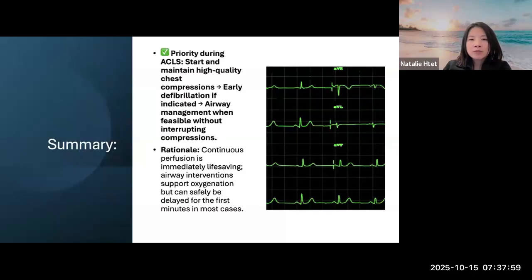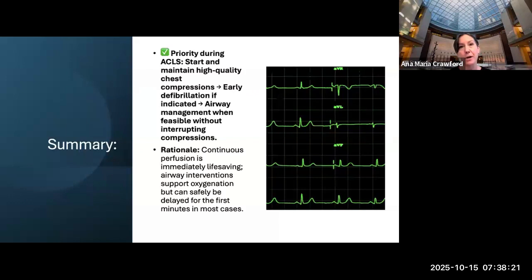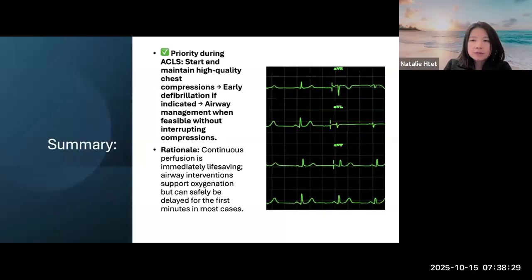Airway management comes second, only after chest compression. The rationale is continuous perfusion is life-saving, and airway intervention supports oxygenation, but oxygen can be given passively and airway placement can be delayed for the first few minutes in most cases. So we're talking about seconds and minutes. We're not talking about hours without ventilation. Just the first few minutes, the compressions are most important. Is that correct? That's correct.